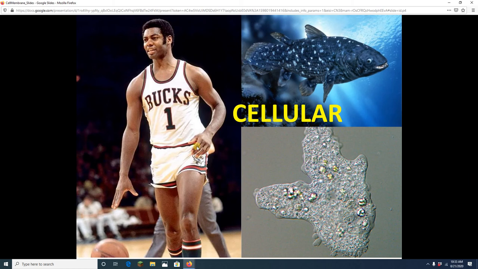Whether you are a human being, a coelacanth, or an amoeba, you are made out of cells. We know human beings are made out of approximately 40 trillion cells. This is roughly 40 trillion cells right here. Other animals are also made of cells, whether it's one cell or many. Well, all animals are made out of many cells. We are multicellular. But all life is made out of cells. Let's talk about cells for a bit.